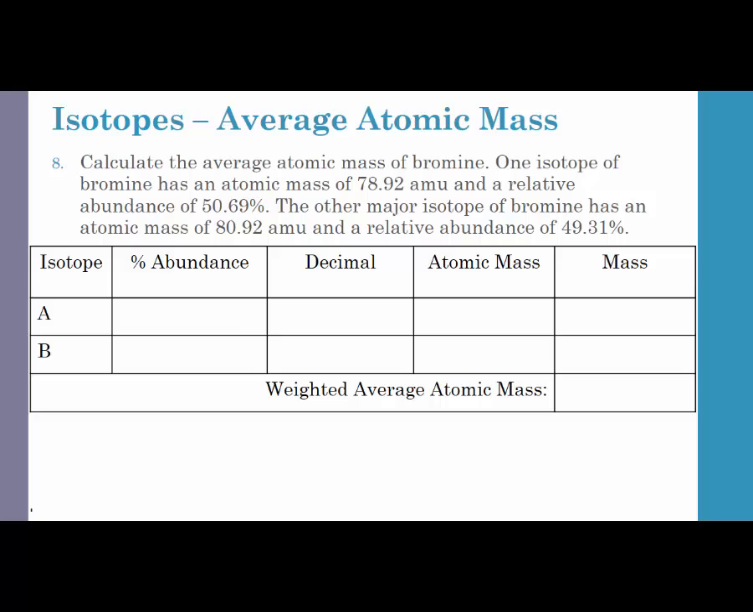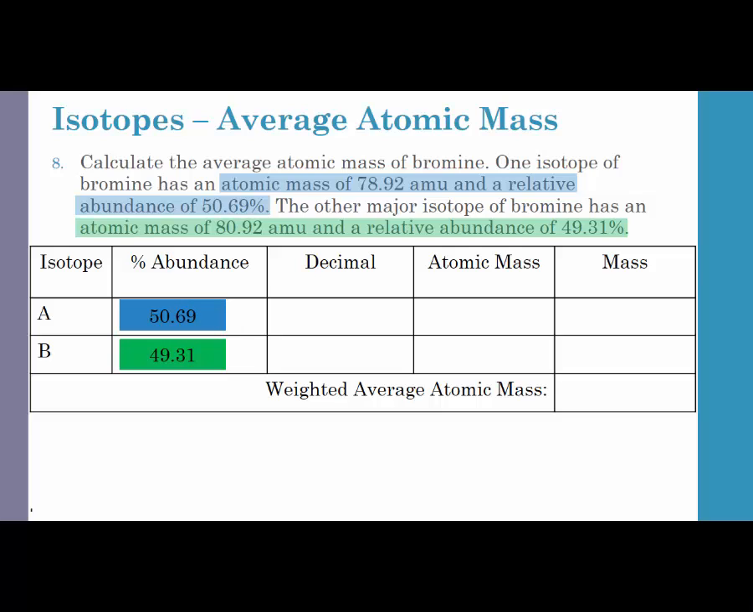The next problem asks us to calculate the average atomic mass of bromine. So I have one isotope of bromine which has an atomic mass of 78.92 AMU and a relative abundance of 50.69. The other major isotope of bromine has an atomic mass of 80.92 AMU and a relative abundance of 49.31%. I color coded these isotopes because I don't want to mix up and associate the wrong percent abundance with the wrong atomic mass. So I'm just going to carry that blue and green all the way through.